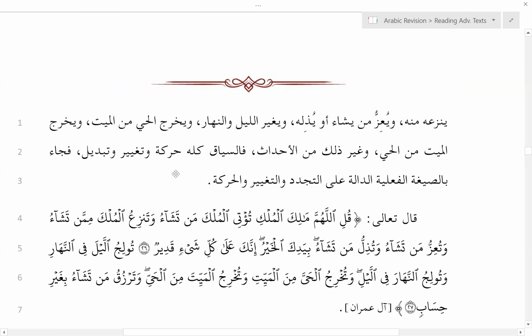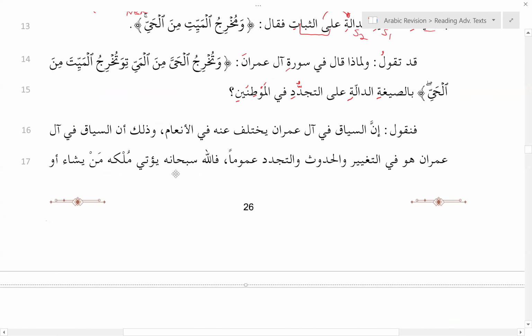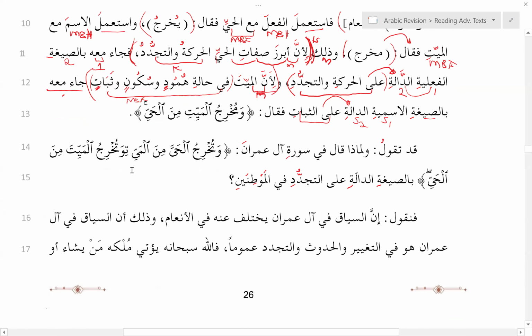Yeah. So that's similar, like you said, it just continues from what you said. قد تقول ولماذا قال في سورة آل عمران وتخرج الحي من الميت. This is a typo here, the ميت. وتخرج الميت من الحي بالصيغة الدالة على التجدد في الموطنين.